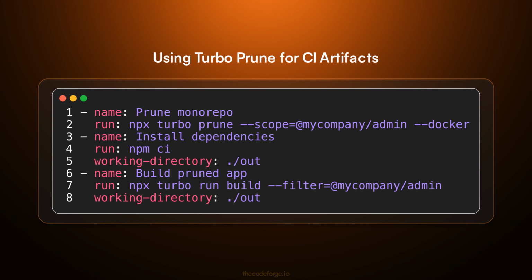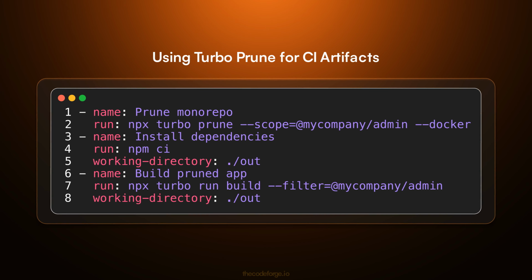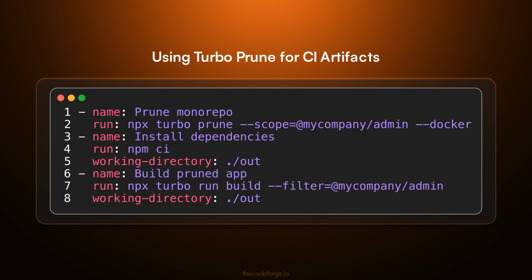The article mentions turbo prune, but doesn't show a complete CI step. Here's a concrete GitHub Actions step that prunes the monorepo to only the target app and its dependencies, then builds it. This is essential for fast, minimal deployments.